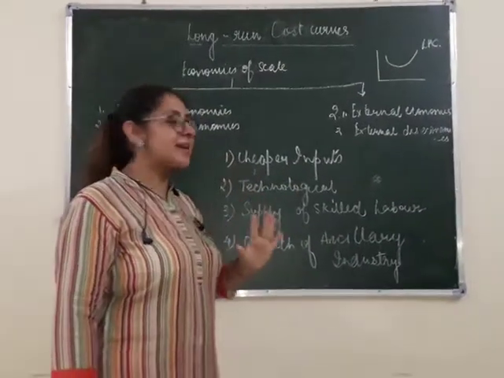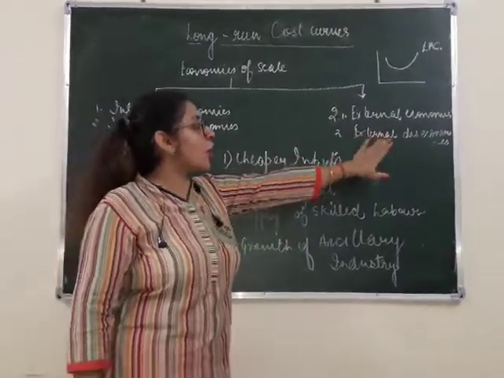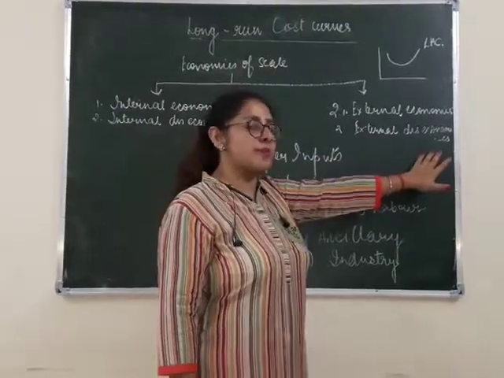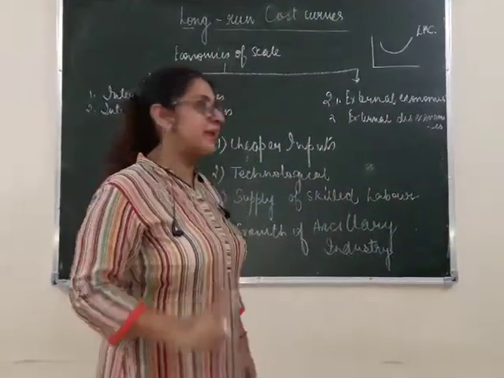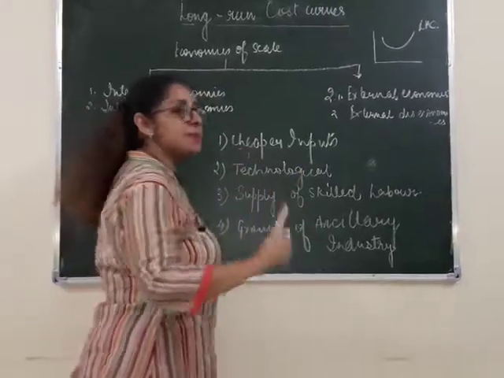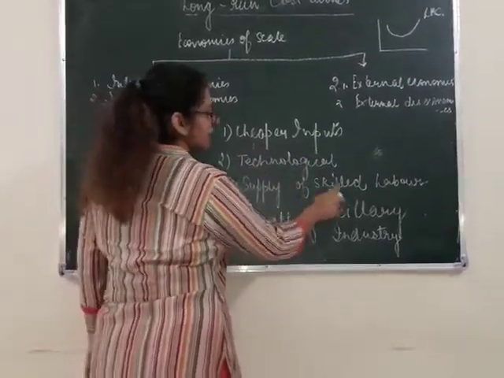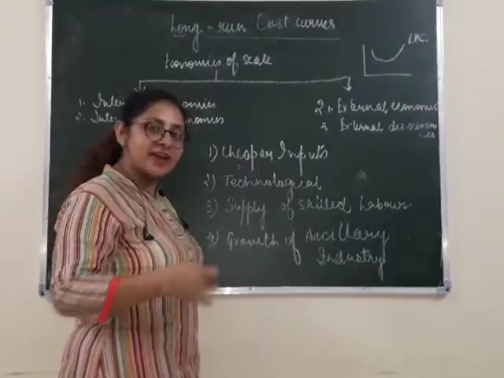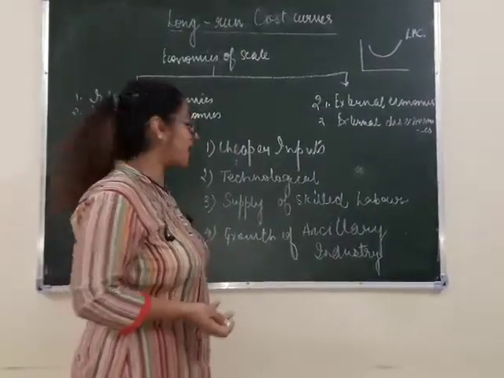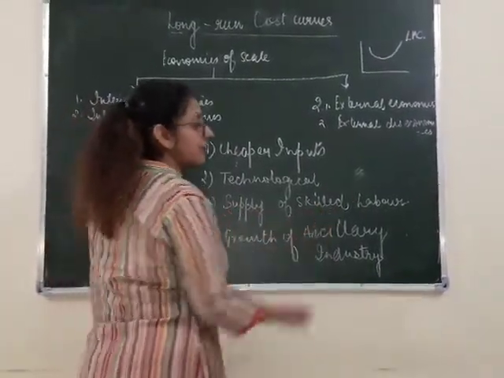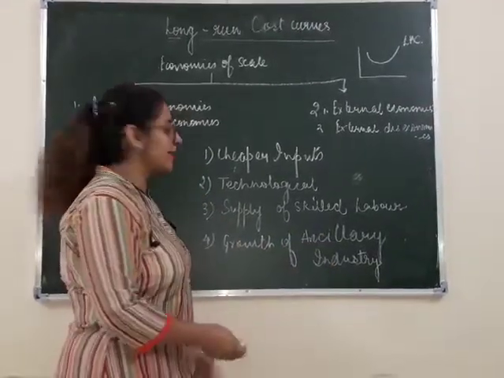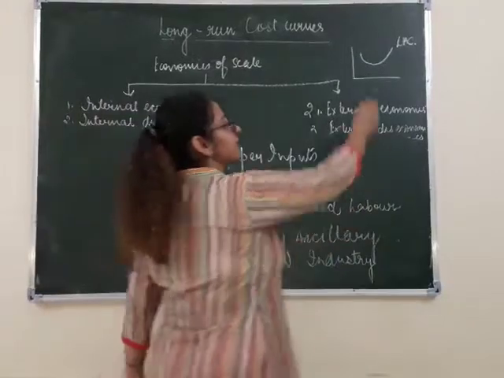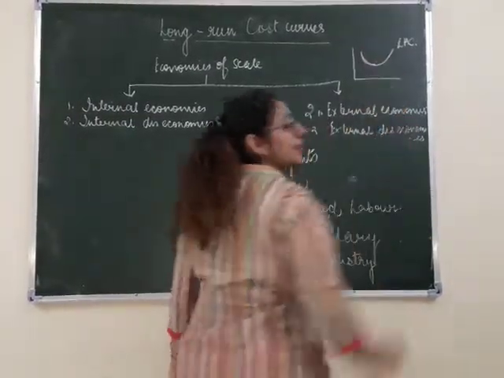Now your last heading is external economies and external diseconomies. See, I have told you, when everything is going good in a company, it means your inputs are cheaper, your technology is very cheap and available from the market, and you are getting an advanced one. When the supply of skilled labor is getting more and more, and the growth of ancillary industries is increasing, when everything is going good, then your average cost will decrease.